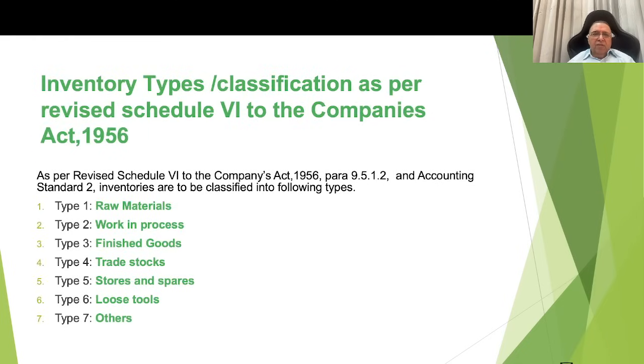Inventory types or classification. As per para 9.5.1.2 of the Schedule 6 to the Companies Act 1956 and according to Accounting Standard 2, inventories are to be classified in the following types. Type 1 raw materials, type 2 work in process, type 3 finished goods, type 4 traded stocks, type 5 stores and spares, type 6 loose tools, type 7 others.